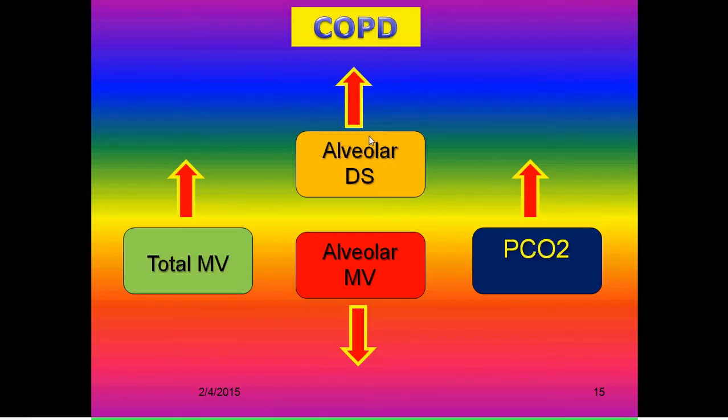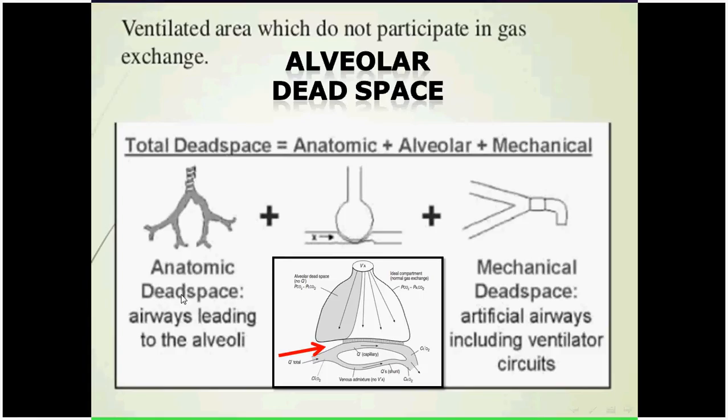So in COPD, simply there is an increase in the alveolar dead space with a decrease in the alveolar minute volume, with a concomitant increase in the partial pressure of carbon dioxide, and at the same time there's an increase in the total minute volume. So when we say this patient is hypoventilated, we should say this patient is suffering from alveolar hypoventilation, not that the total minute volume is decreased.